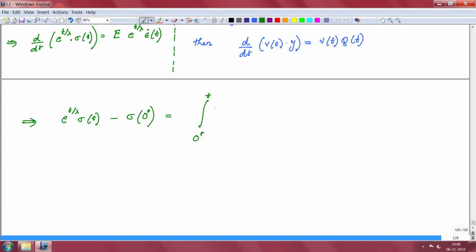This is where you are integrating over, you have e, and now you are integrating this quantity from 0 plus to some particular time t, right. So, I have already used up the variable t. So, I am just going to use some other dummy variable, let us say s here.